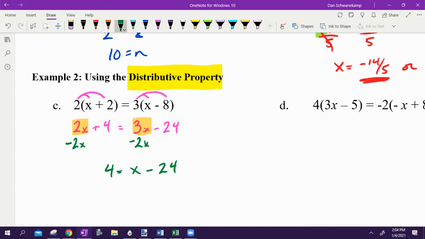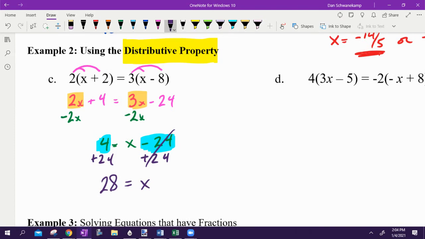And then I look at it and I notice, here's a number, here's a number. Let's get them on the same side. I want to get these all on the opposite side of the x. So to get rid of this negative 24, I'm going to add 24. Those two things cancel. 4 plus 24 is 28. Done.